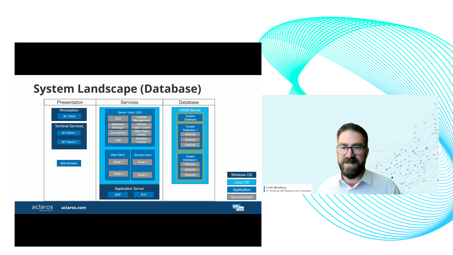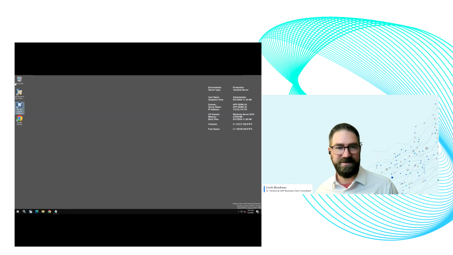The plot of land is the HANA database. The system DB is the building maintenance team. And then the tenant database, I'm going to call the landlord. And then, of course, the residents are where the company data actually exists, which I'm going to call the company schemas. All right, now enough about real estate. Let's get back to business.